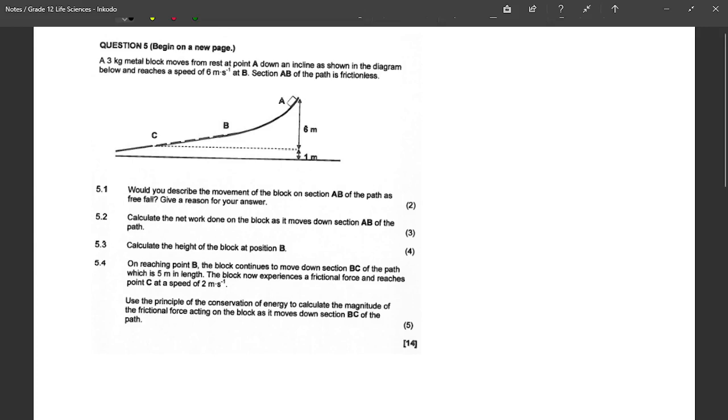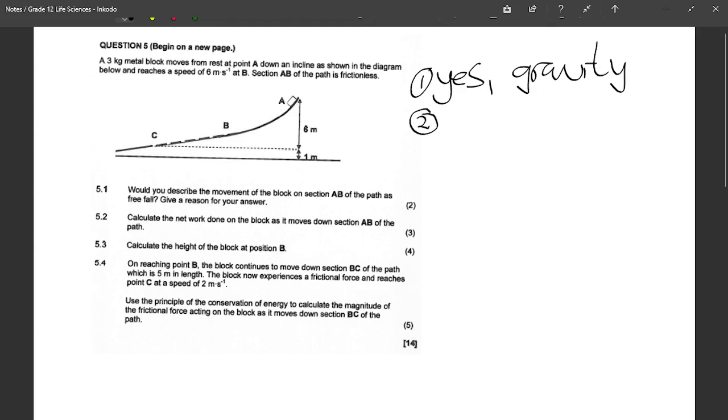Would you describe the movement of the block on section AB as a free fall? Yes. Why? Well, it's frictionless there, and it was moving from rest as shown. So the only force acting here is gravity. So to answer that question, that's a yes, because we only have gravity. Of course, you should answer this question in full, but for the sake of time, I'm not going to write the whole thing in full. You guys know what I'm talking about.